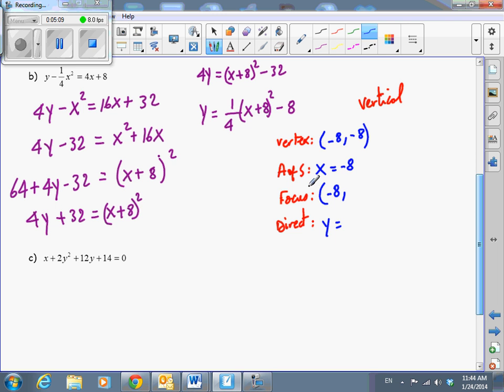We gotta find p. What's the value of a? 1/4. So I will say 1 over 4 is equal to 1 over 4p. So p is equal to 1. A quarter is equal to 1/4 times something. P got to be 1. For the focus, we add 1. So negative 8 plus 1 is negative 7. Negative 8 minus 1 is negative 9. It is that simple, guys. Very simple. Follow the steps, you can do it.